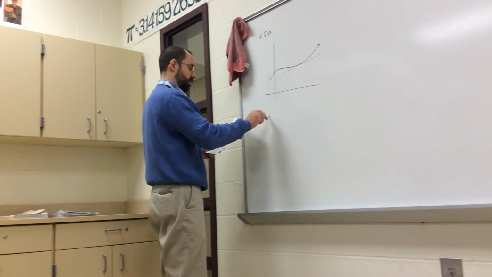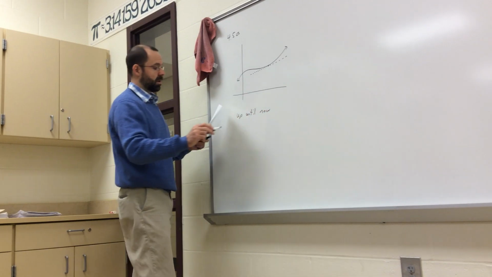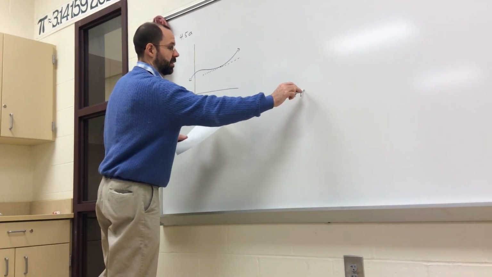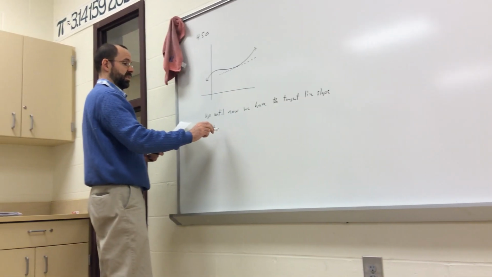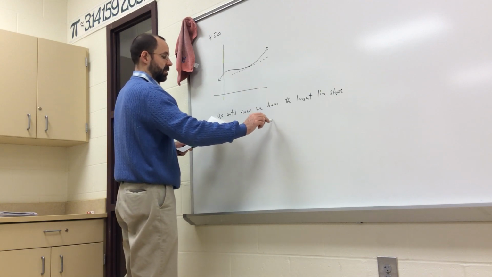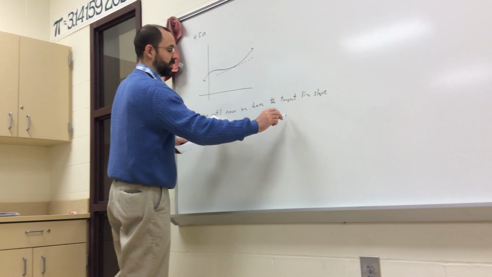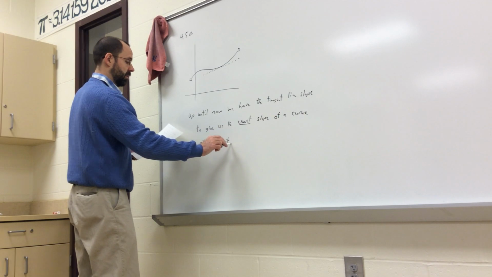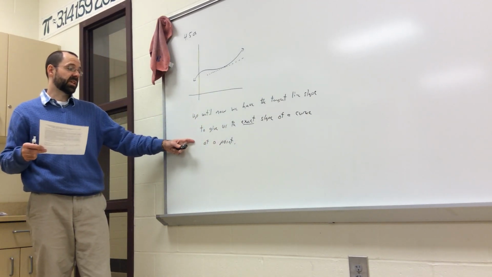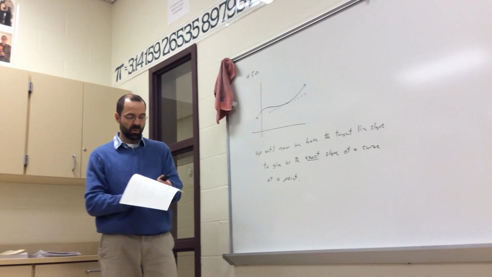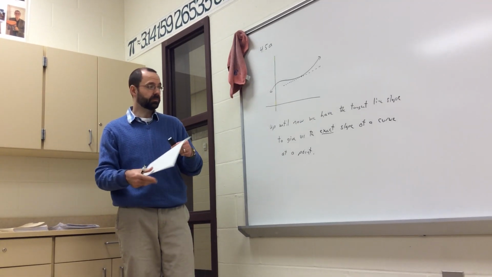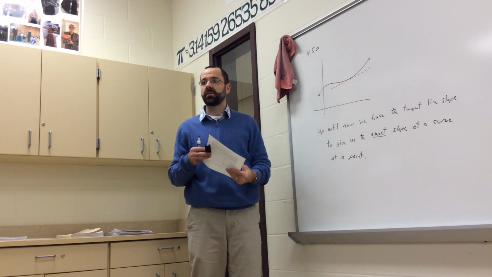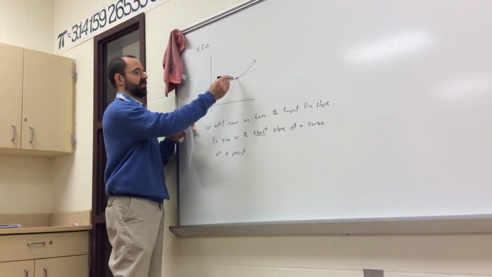So up until now, we have used the tangent line slope to give us the exact slope of a curve at a point. So we just graphed this line here to represent how steep the curve was. And the steepness of this line is the exact steepness of that curve.